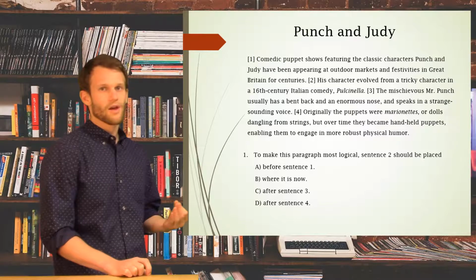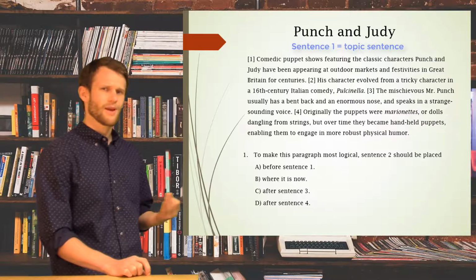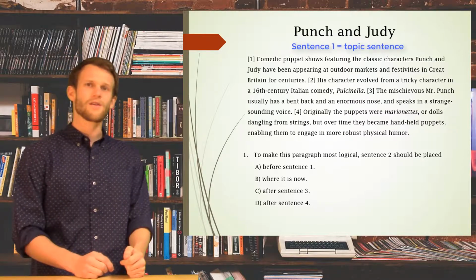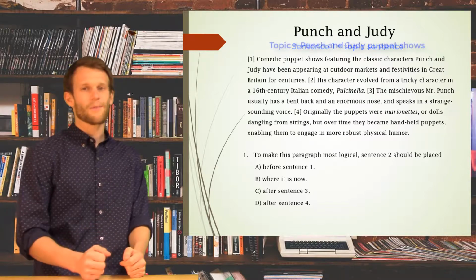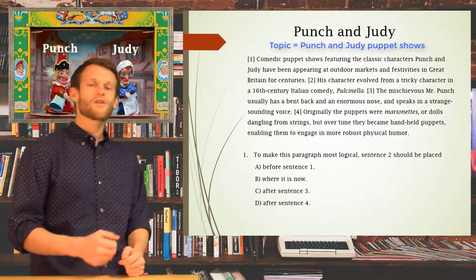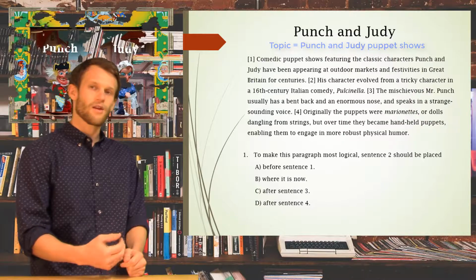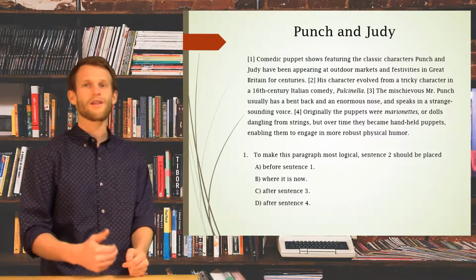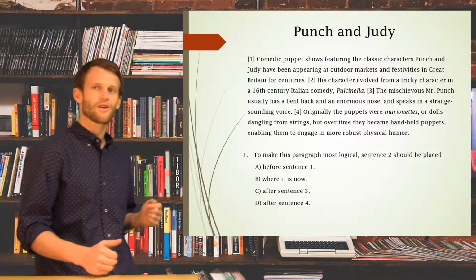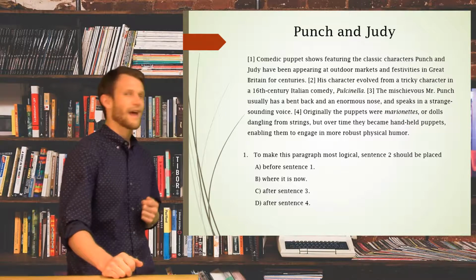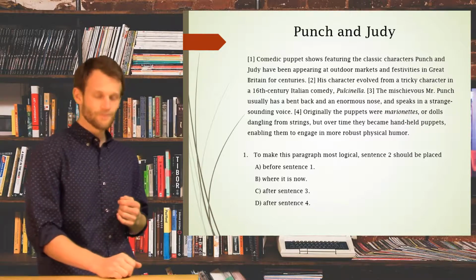The first sentence tells us what we're talking about as the main topic of this passage, and that's going to be the Punch and Judy puppet shows in England. Then from there we go straight into sentence number 2 that we're trying to place, and it says, "His character evolved from a tricky character in 16th century Italian comedy."